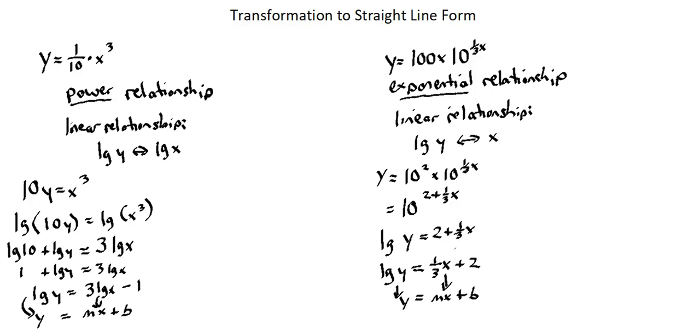So we've seen 4 examples of evaluating nonlinear functions to identify linear relationships. This ends our lesson on transformation to straight line form.